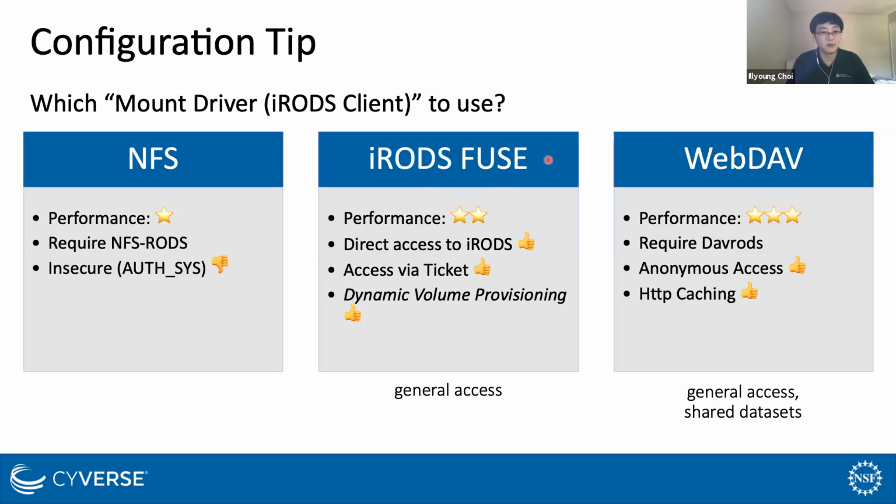iRODS FUSE showed moderate performance among the three, as we just saw in the performance evaluation. And it doesn't need any server-side program installed because it can directly communicate to the iRODS server. Also, it supports data access via ticket. And it will support dynamic volume provisioning mode in a future release. WebDAV showed the best performance, but it needs Davrods installed to communicate to the iRODS server. WebDAV supports anonymous access and HTTP caching, so WebDAV is very good for shared data sets. In general, iRODS FUSE and WebDAV are recommended.